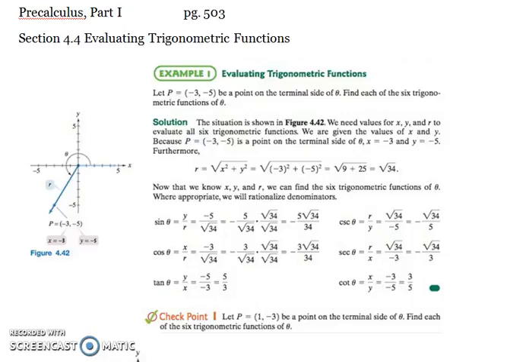This is Pre-Calculus, Part 1, Section 4.4, Evaluating Trig Functions, Example 1 on page 503.